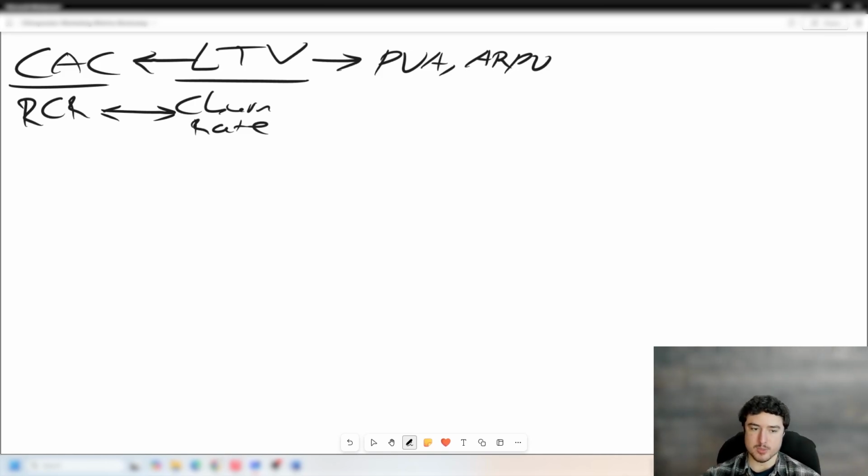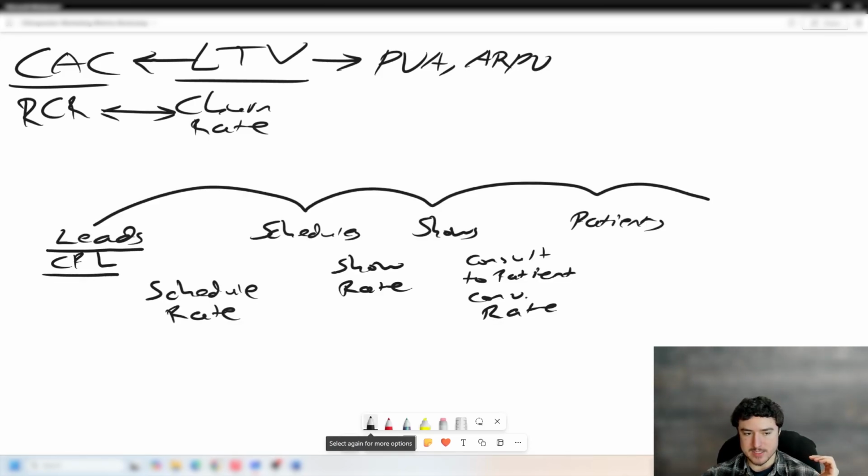Okay, so next we have what I like to call pipeline metrics. So at the beginning, we have our leads and our cost per lead. So these are our leads, right? The people that we can contact who may be interested in our services, and the average amount in advertising that we spend before these people essentially raise their hands and show us that they're interested. From here, we have our schedules, right? And the bridge between these two is our schedule rate.